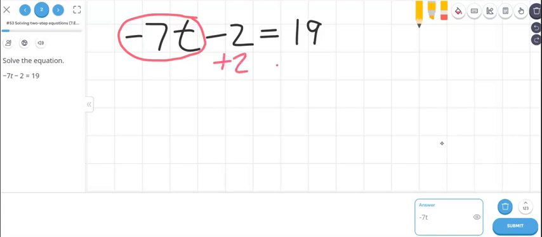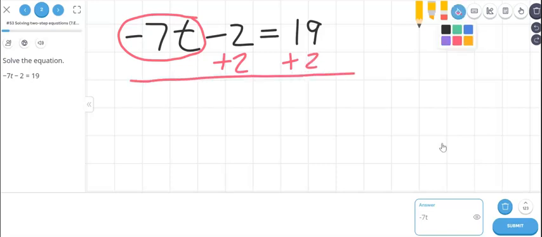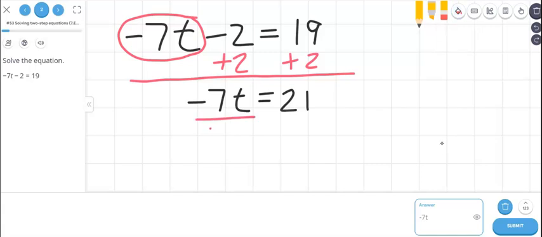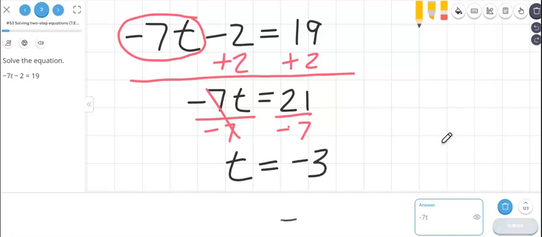All right, so I circled the negative 7t. So now I'm going to go plus 2, plus 2. Negative 7t comes down equals 19 plus 2 is 21. Now I'm going to divide both sides by a negative 7. I end up with t equals negative 3. Double check my answer. Good.